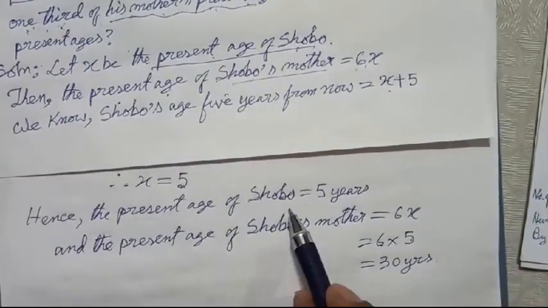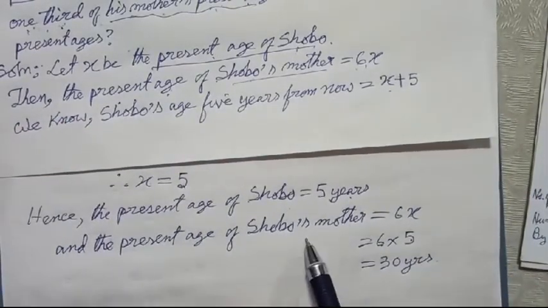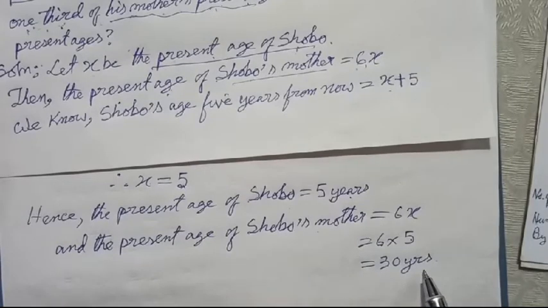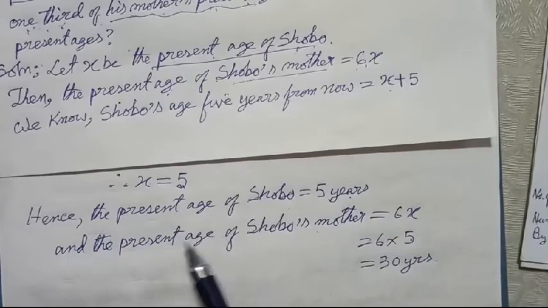The present age of Sobu is 5 years, and the present age of Sobu's mother is 30 years. Understand or not? Not so difficult, okay? I hope that you can understand this.